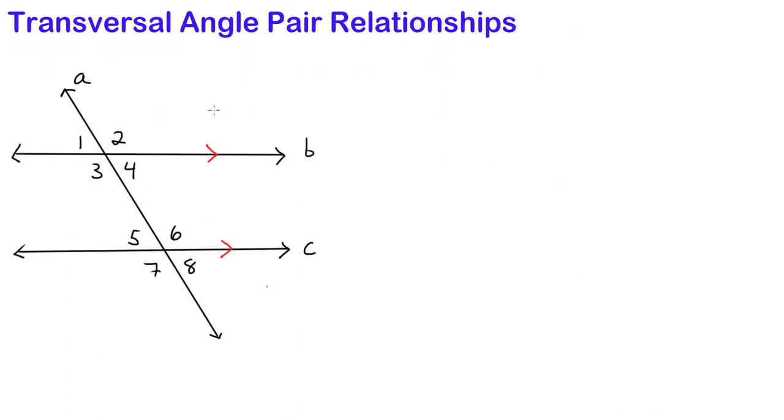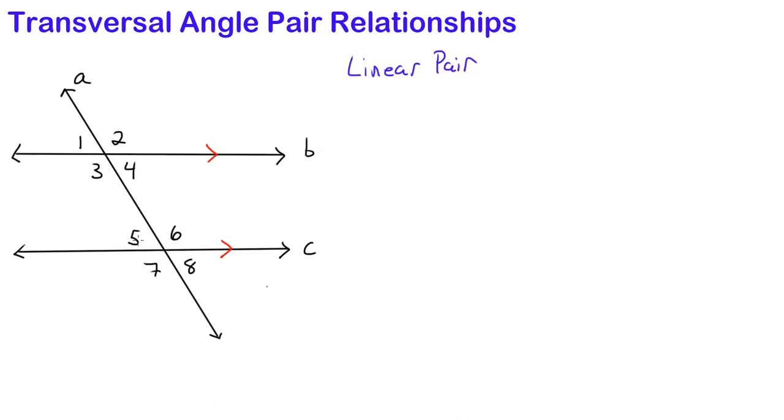So when two lines are cut by a transversal, we have many different angle pair relationships that are developed. Some of these you can already identify from previous lessons. For example, linear pair. We know that a linear pair is a pair of angles that combine to make a straight angle or a straight line. So for example, angles 1 and 2 on the top or the outside of line B are a linear pair, and angles 3 and 4 on the bottom or the inside of line B are also a linear pair.